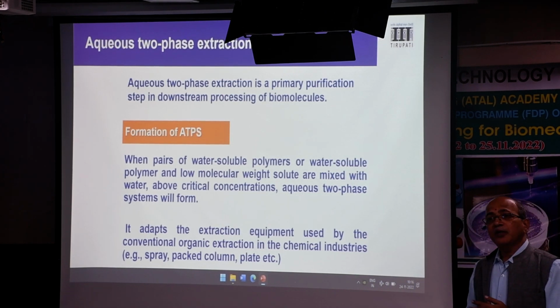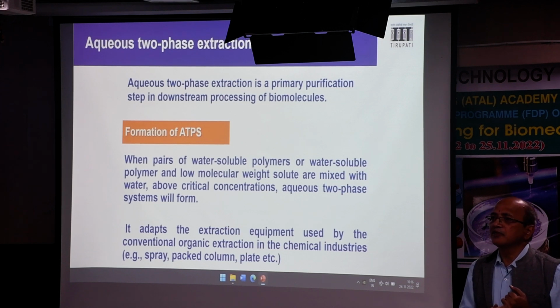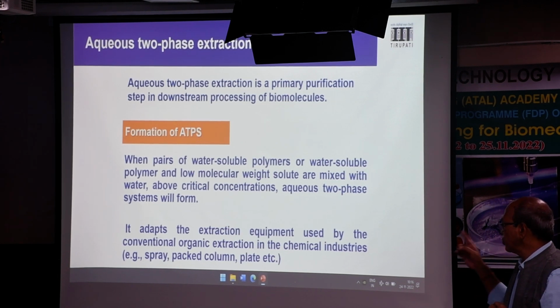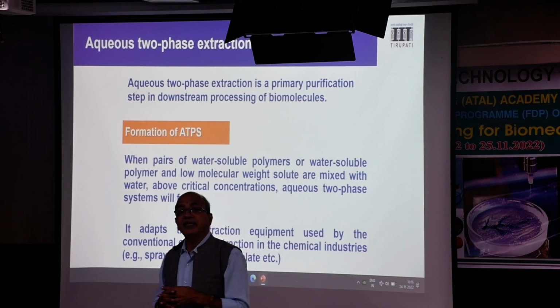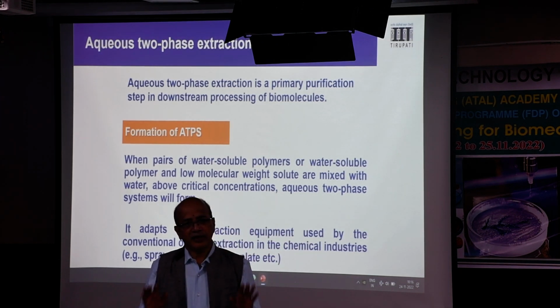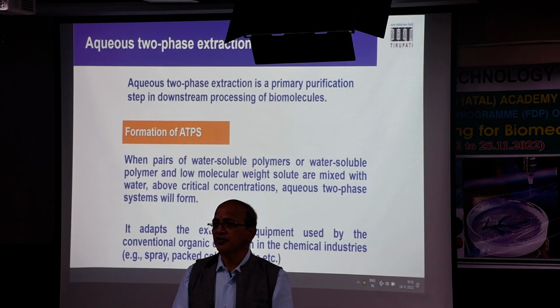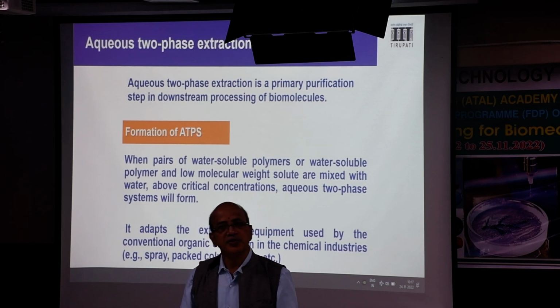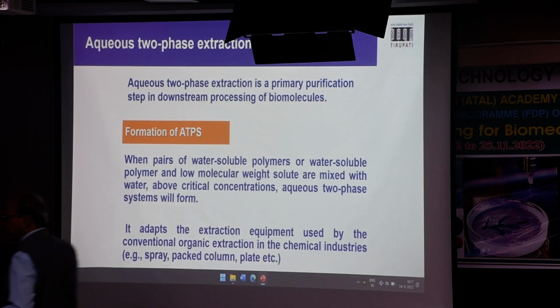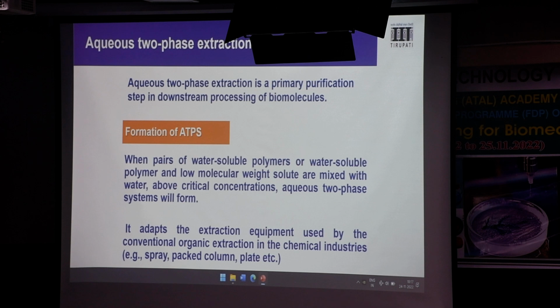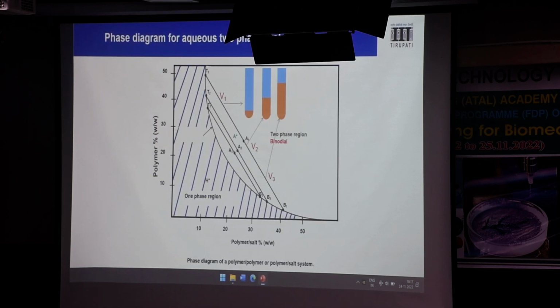But polymer has an issue, the cost of the material is very high. Then they switched over to polymer-salt, and another advantage is I need not reinvent the wheel. Whatever equipment is already in the chemical process industry, mechanical agitators, spray columns, packed columns, all this equipment I can use directly for aqueous two-phase extraction without looking for development of new equipment. But I can modify them, which I will share with you, to meet my requirement.